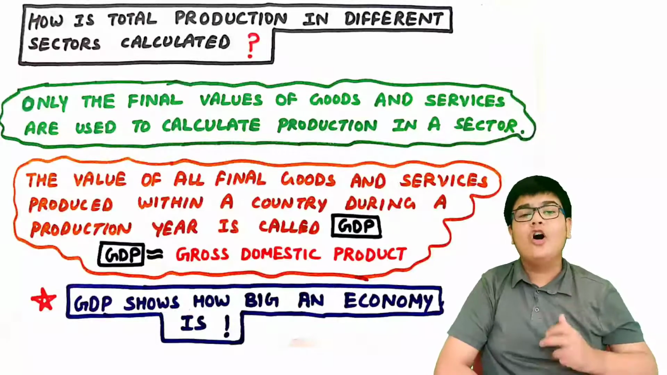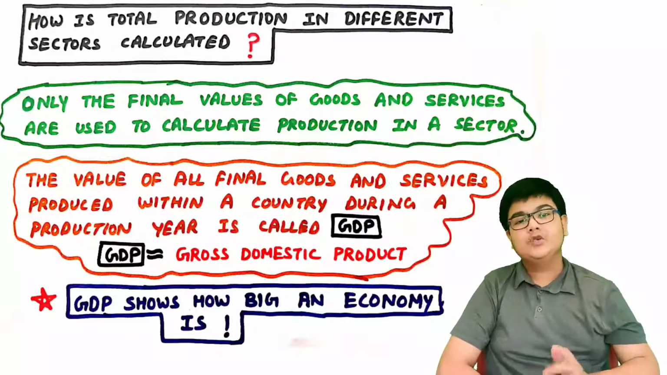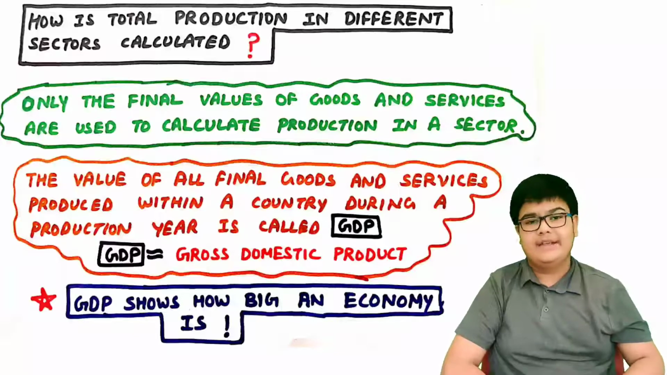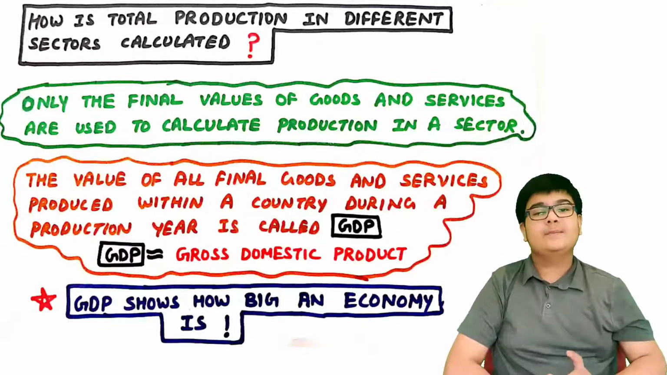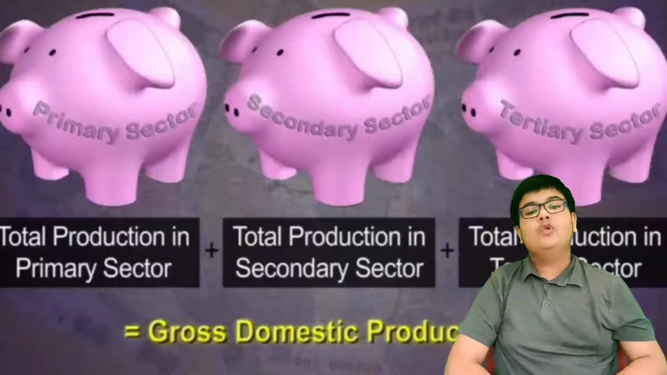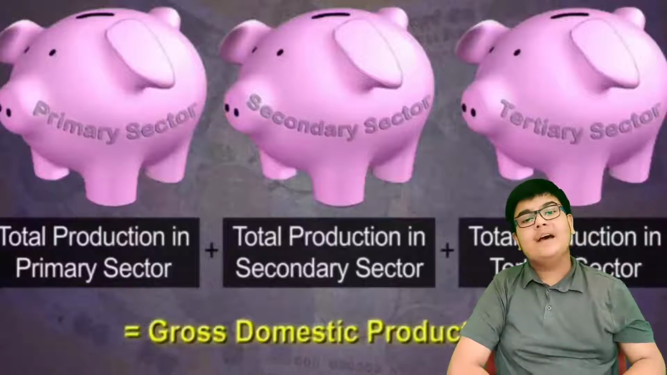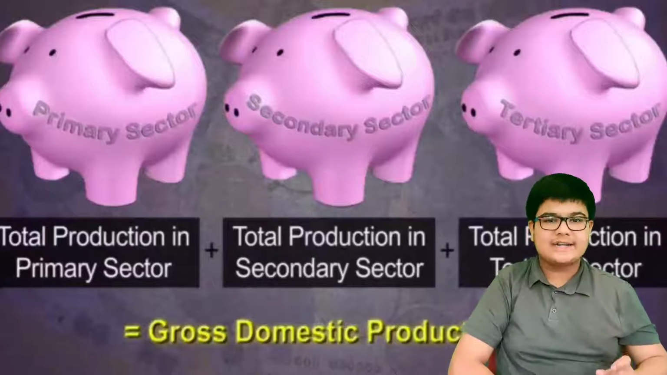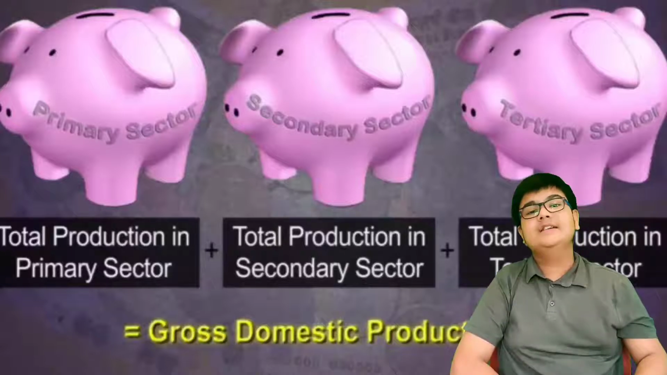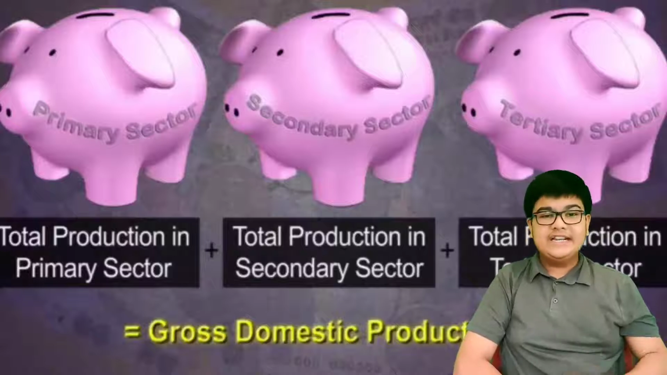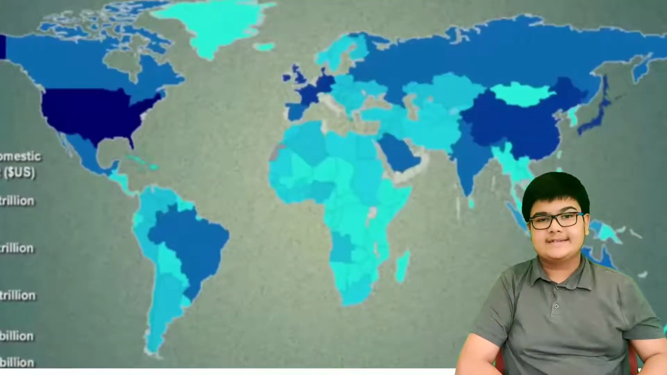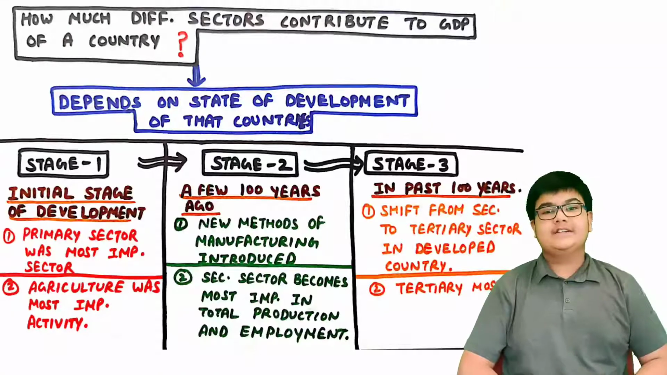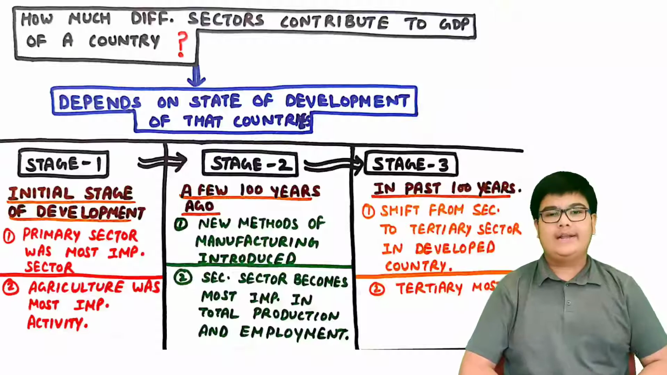The values of all the final goods and services produced within a country during a particular year give us the GDP of that country. GDP stands for Gross Domestic Product. So the total production in the primary sector plus the secondary sector plus the tertiary sector in a particular year gives us the GDP of that country. And GDP tells us how big an economy is. So now let us see how much different sectors contribute to the GDP of a country.